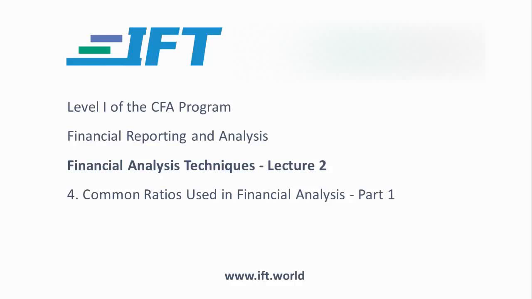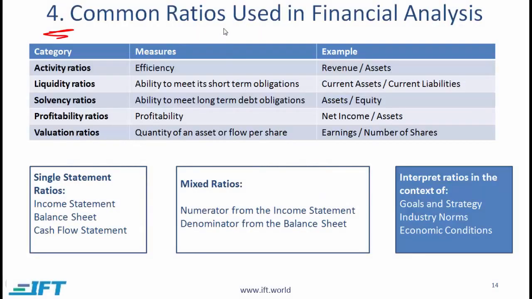Coming now to what I believe is the most important section in this reading, common ratios used in financial analysis. What we'll do first is identify the different categories. We can have activity ratios, which essentially measure how efficiently a company is performing. A classic example of an activity ratio is revenue divided by assets.